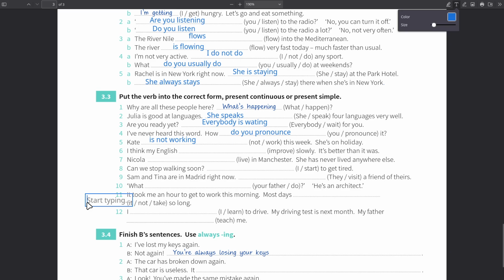Okay, let's move on to the next one. I think my English improve slowly. It's better than it was. So, I think it's present continuous. I think my English is improving slowly. It's better than it was. Okay. Yep.